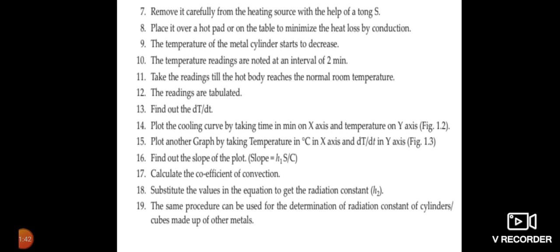Ninth, the temperature of the metal cylinder starts to decrease. Now, step 10. The temperature readings are noted at an interval of 2 minutes. Take the readings till the hot body reaches normal room temperature. The readings are tabulated, and after that the analysis part will start. That is from step 13. Here you will find out the rate of change of temperature with respect to time.